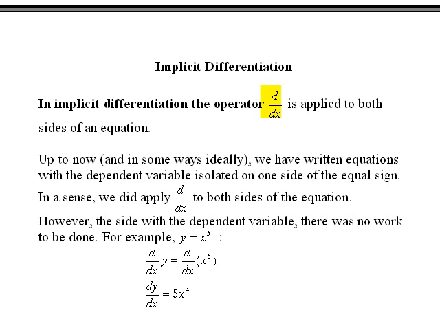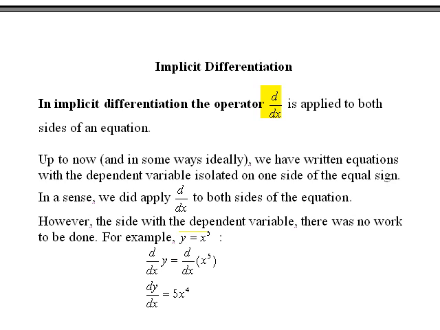Up to now, we have written equations with the dependent variable isolated. That means we've written y equals something, and all the x's or all the t's were on the right-hand side, and all the y's were on the left-hand side. And in a sense, we did apply this operator to both sides of the equation, but at that time it just seemed like notation.